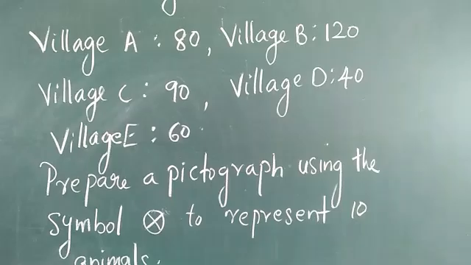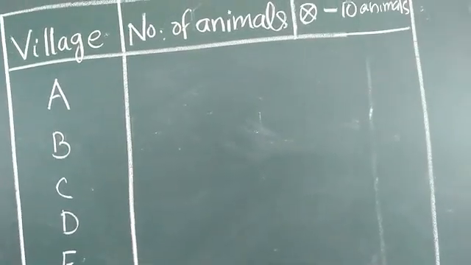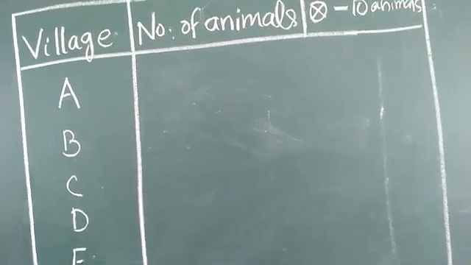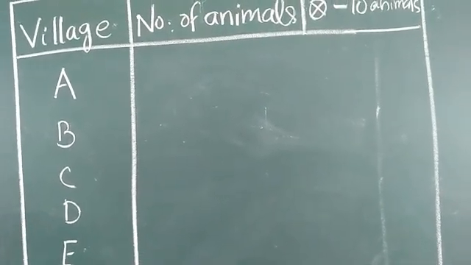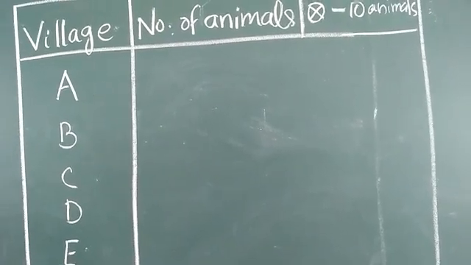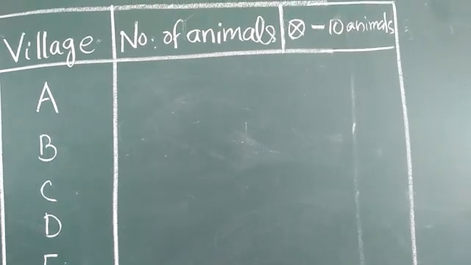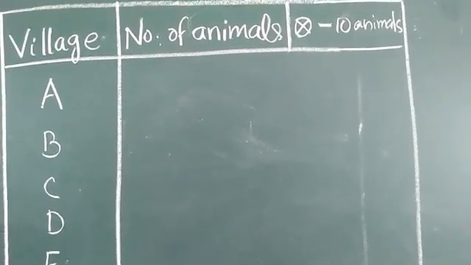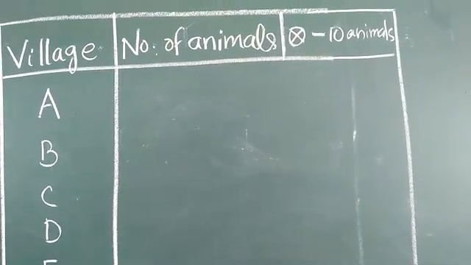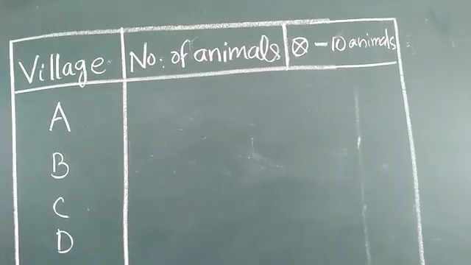That is our decision. First we draw the column Village, and below that heading we write the names of the villages A, B, C, D and E. The second column contains the number of animals, but one thing you should remember: one symbol represents 10 animals. First, village A contains 80 animals.